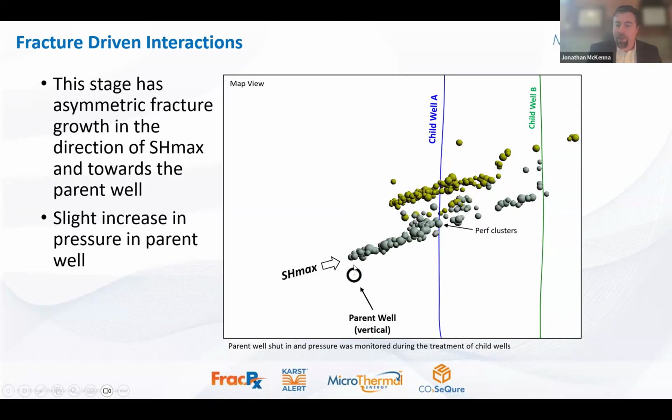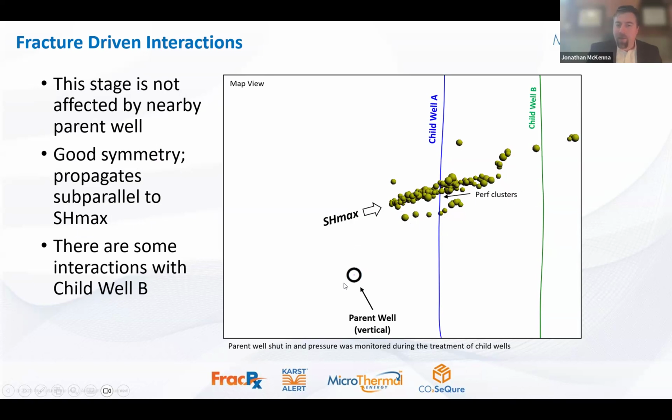We have a parent well here, where we're looking in map view. This is a vertical well, so we're looking straight down that vertical well. And then we have two child wells drilled off to the east, and we're looking at microseismicity as we inject into the child well, and SH max is at an azimuth of about 80 degrees.